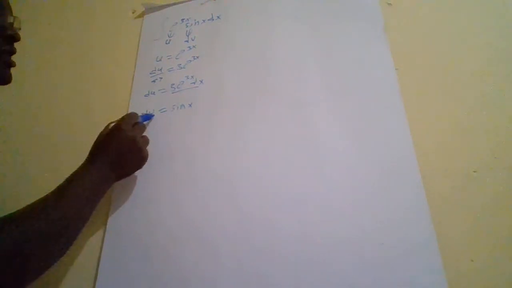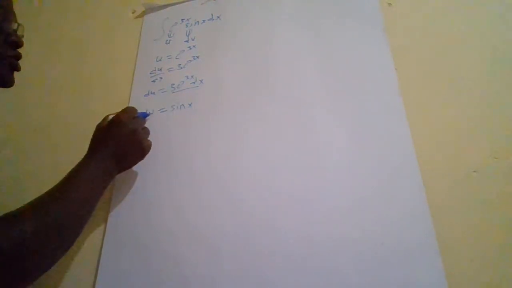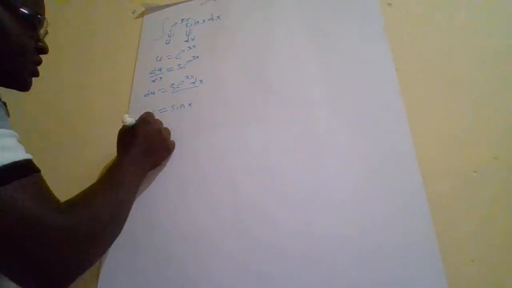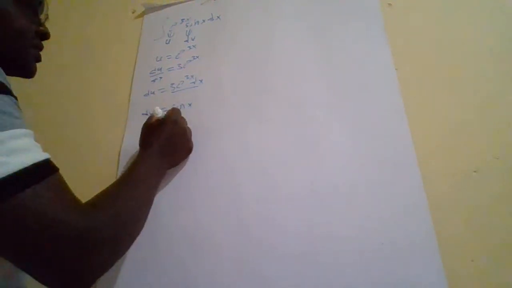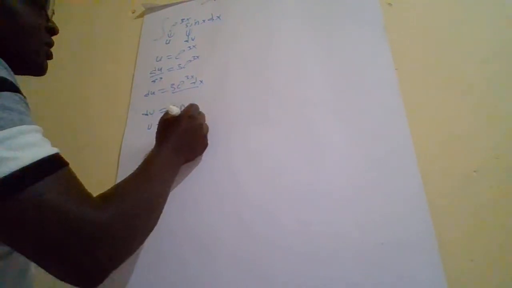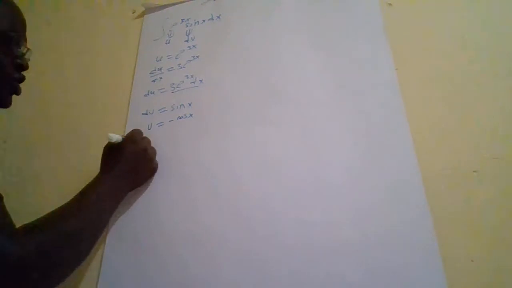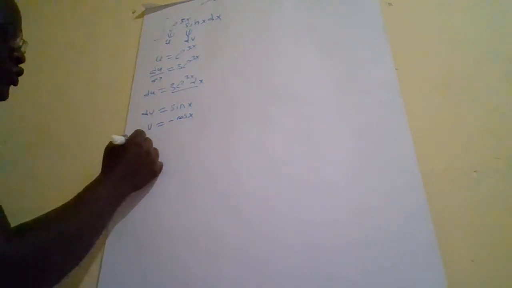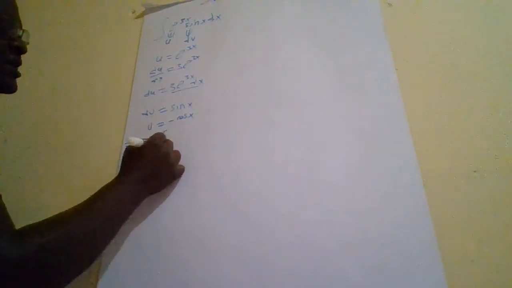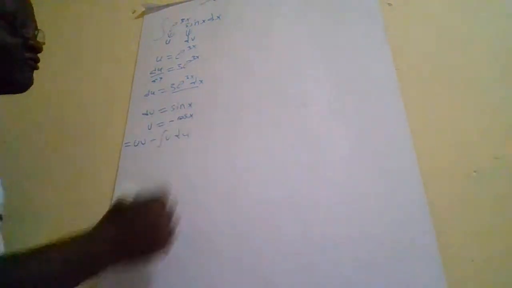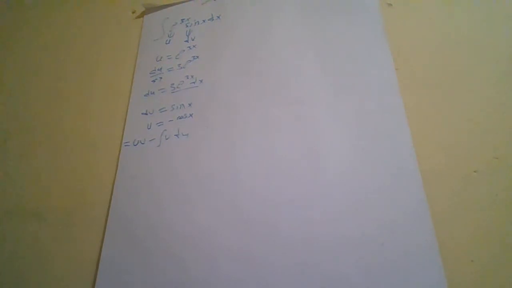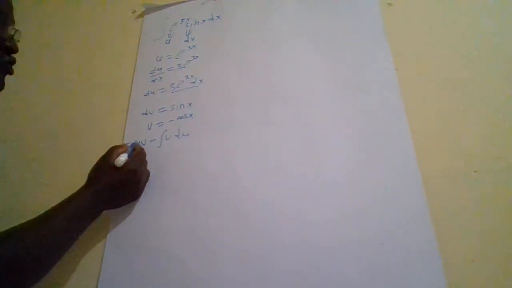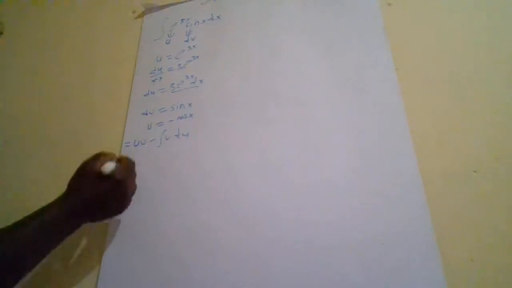So for us to get the value of v, we integrate this equation. When you integrate dv, you get v equals, when you integrate sin x, I get negative cos x. Integration by parts equals uv minus the integral of v du. This is the integration by parts formula. So we now replace u, v and then du.